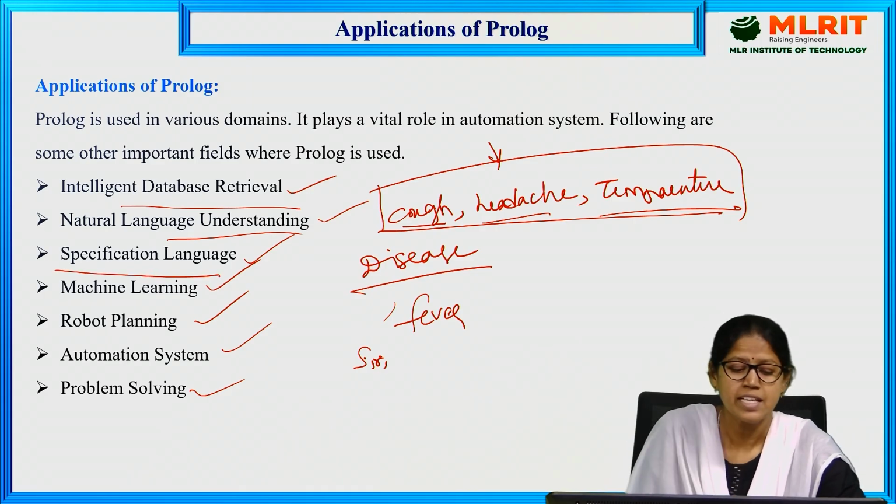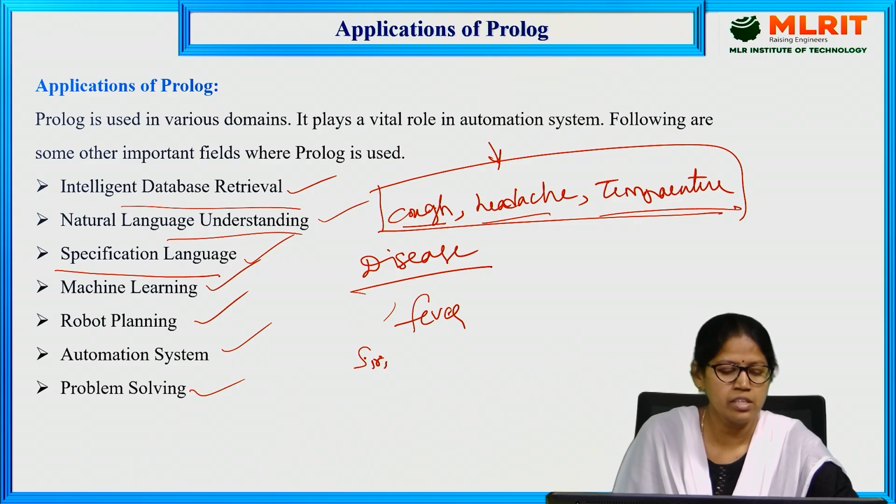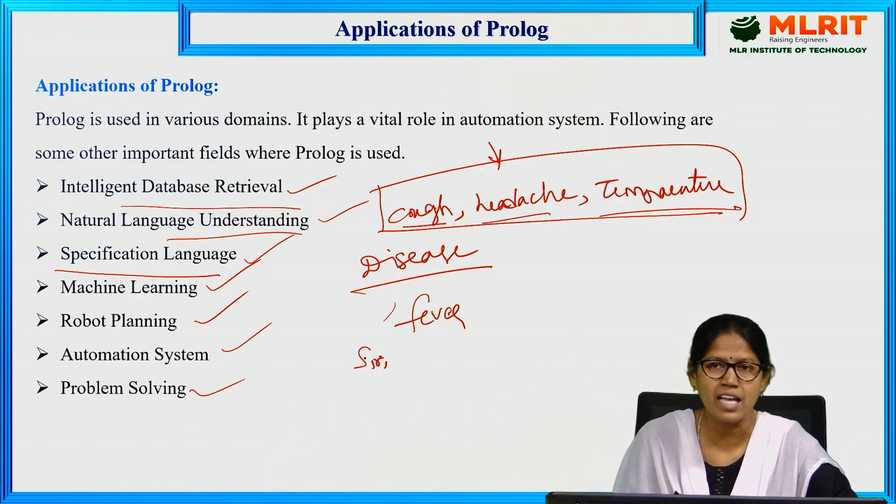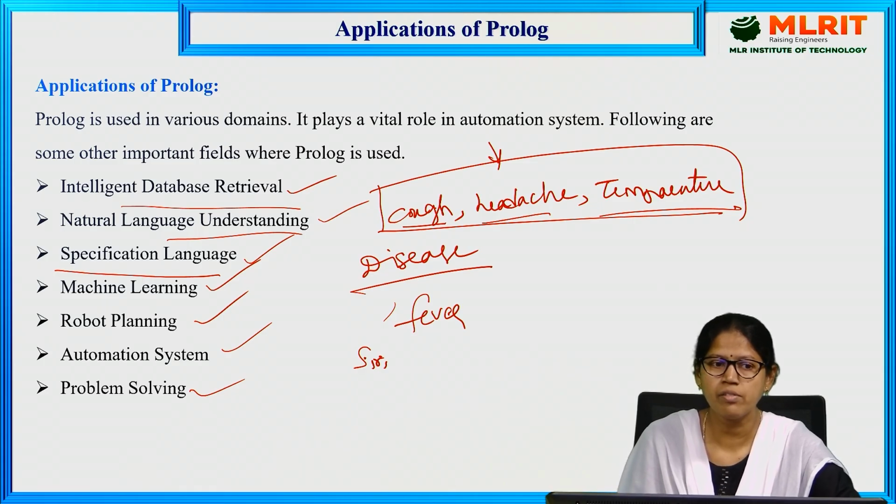The next one is specification language, which means it will assist the behavior of the software. For example, if you take airline traffic, whenever it checks the weather condition and the runway, only then will it update the pilot that it is fine, you can land. Like that, it will give the specification to that system software.